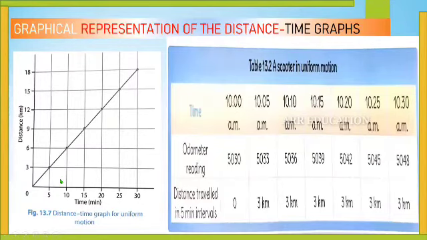So on the left, as you see, we have a distance time graph for uniform motion, and on the right, we have a table showing uniform motion of a scooter in a tabular format. You can pause the video to have a look at them. So let us continue.